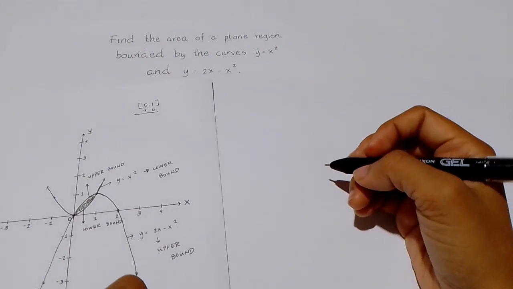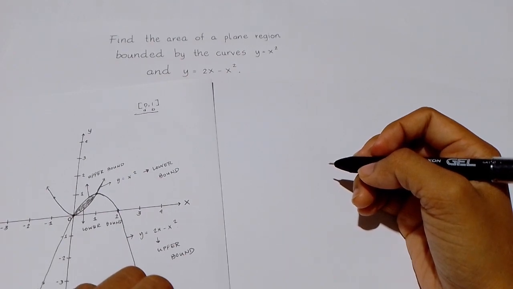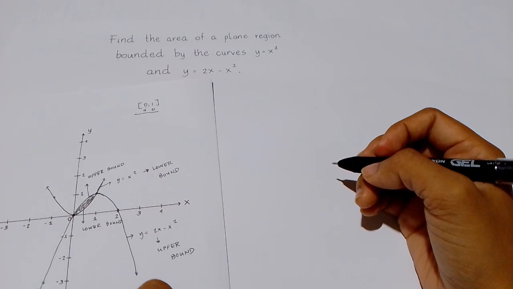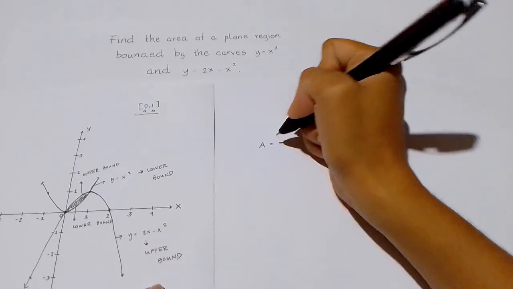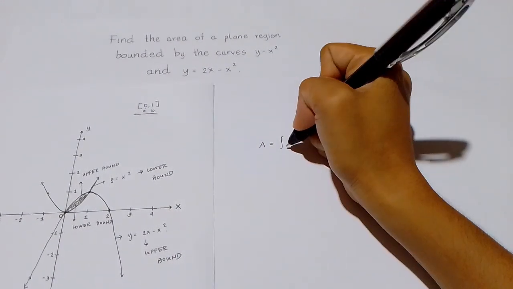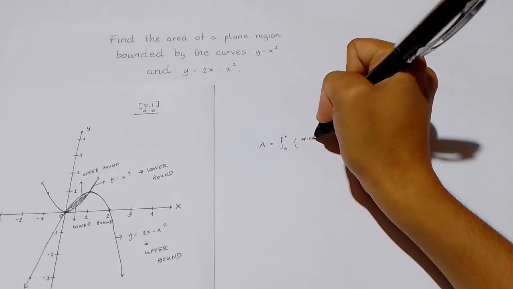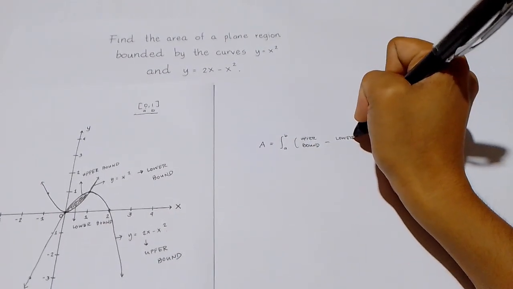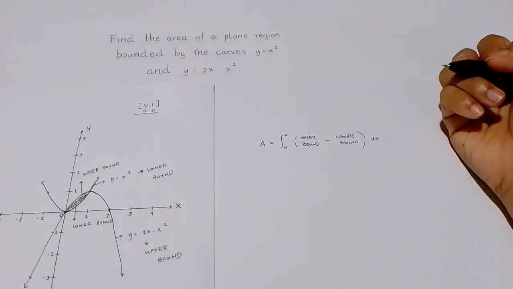So after identifying our upper bound and lower bound functions, let us now proceed in solving for the area bounded by the curves y is equal to x squared and y is equal to 2x minus x squared by applying this formula. A is equal to the integral from a to b of the upper bound minus the lower bound dx.